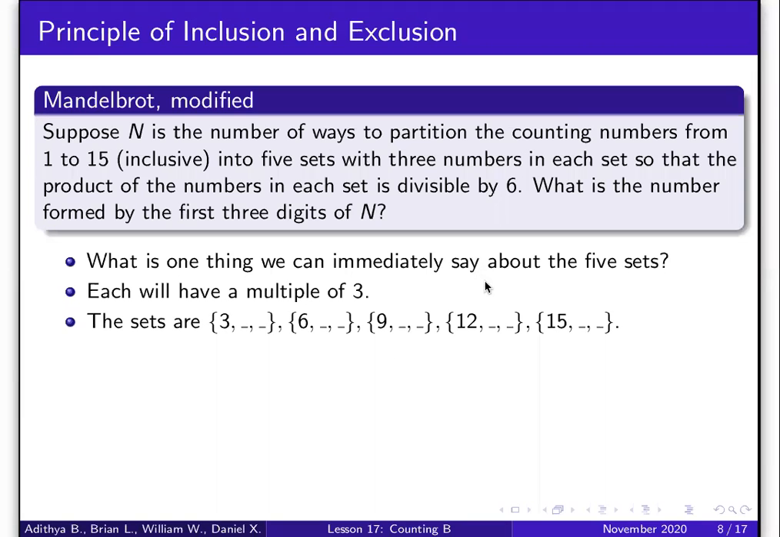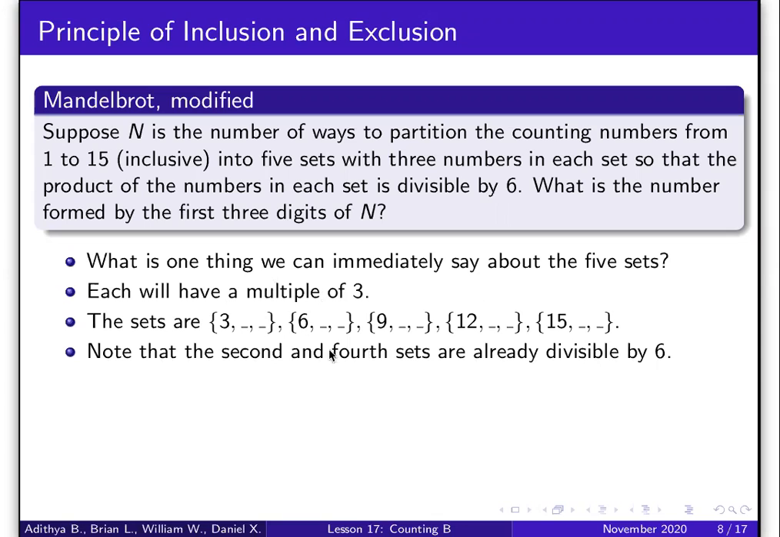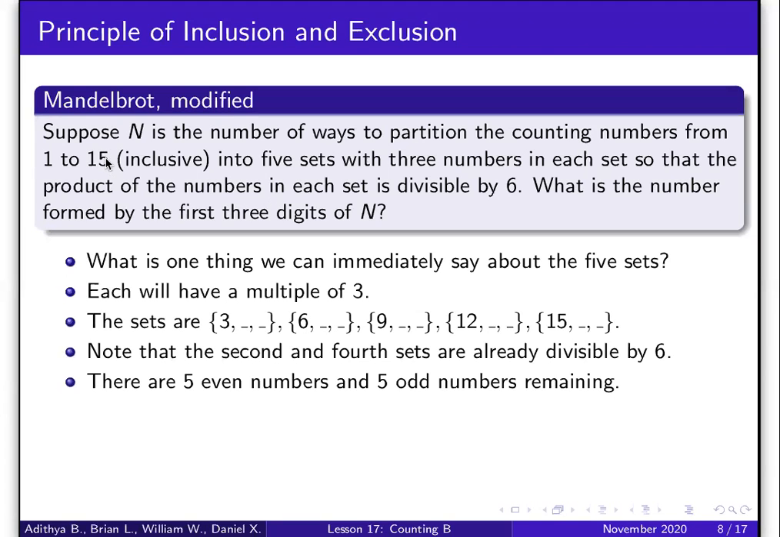So now we need to find the number of ways to put the rest of the numbers in, so that we're always going to have an even number in the sets that don't already have an even number. So one thing is the second and the fourth set here already have an even number, so they're already divisible by 6. And we have 5 even and 5 odd numbers remaining. You can verify that.